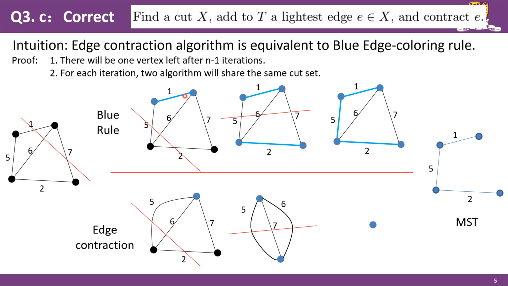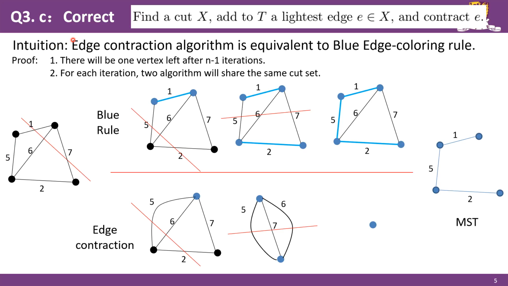Question 3c is the only correct algorithm, that is to find the cut X and add to T the lightest edge, and then contract that edge. Edge contraction means, for this example, that this edge is selected. To contract that edge, it will merge the two endpoints of that edge into a single node, that is here. And then the original graph will be changed into a multigraph, that is, it has multiple edges between two endpoints.